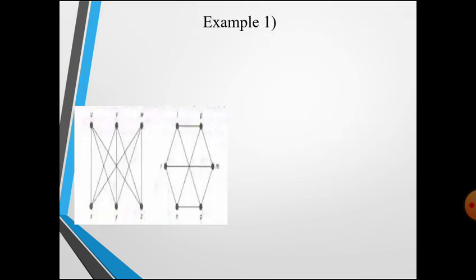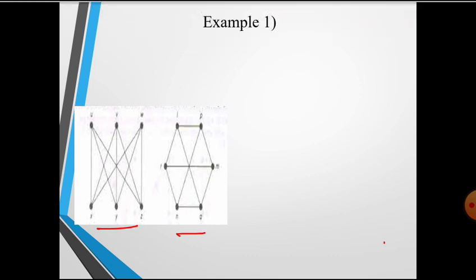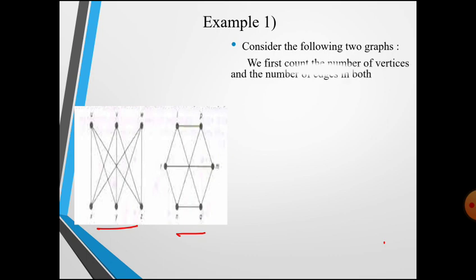Next, we see the example. Example 1. Look at the following graphs. This is graph G1. This is graph G2. We have to check the isomorphism between these two graphs.